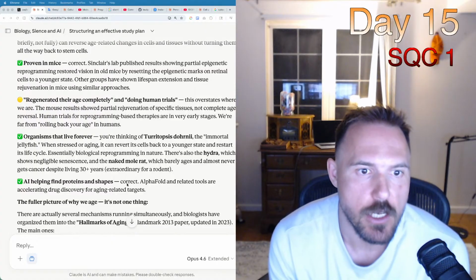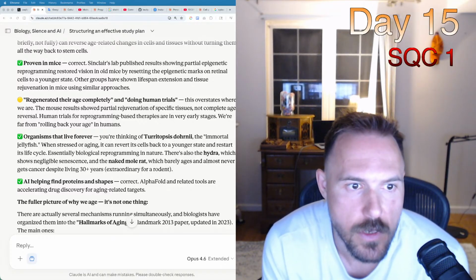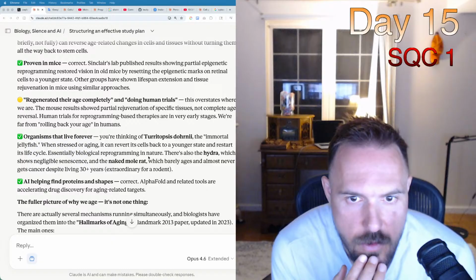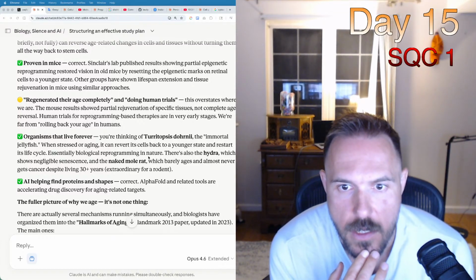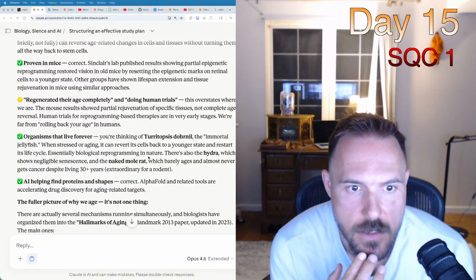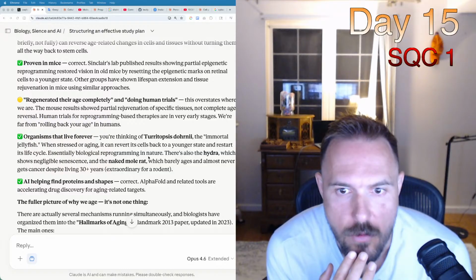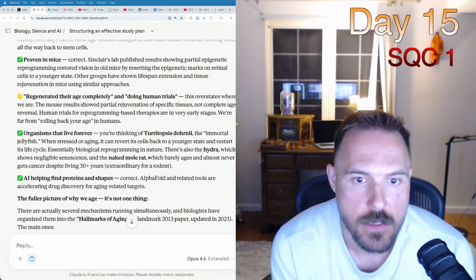I don't know the organisms that live forever. You're thinking of Turritopsis dohrnii, the immortal jellyfish. When stressed or aging, it can revert its cells back to a younger state and restart its life cycle, essentially biological reprogramming in nature. There is also the Hydra, which shows negligible senescence, and the naked mole rat, which barely ages and almost never gets cancer despite living 30-plus years. Extraordinary for a rodent.